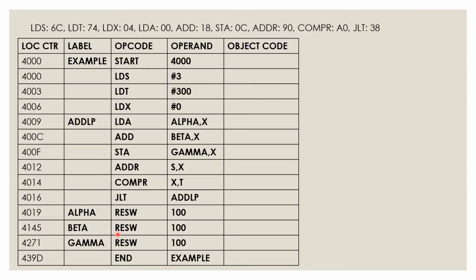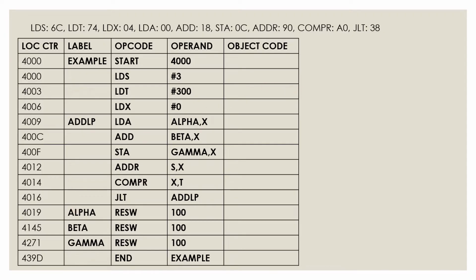In a similar way, RESW is reserve word, so 100 into 3 is 300 in decimal, and converted into hexadecimal we get 12C. So 4145 plus 12C gives 4271. In a similar way, 100 into 3 is 300 in decimal, which in hexadecimal is 12C. So we add 4271 plus 12C and get 4390. This is all about the location counter.